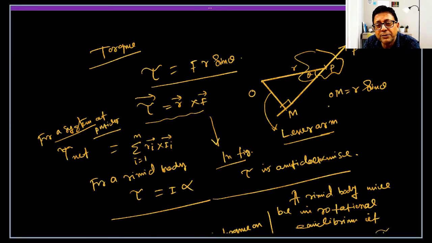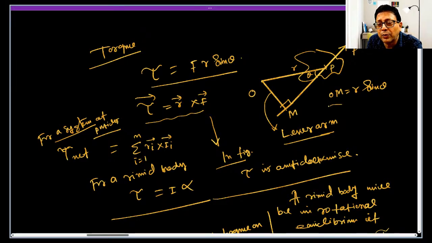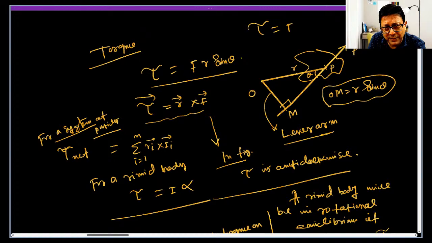This length of perpendicular into force will give you torque. That's why OM equals R sin theta. So torque we have defined as F into OM. OM you put, it will be F into R sin theta. Clear?